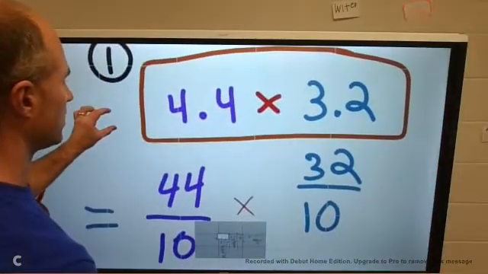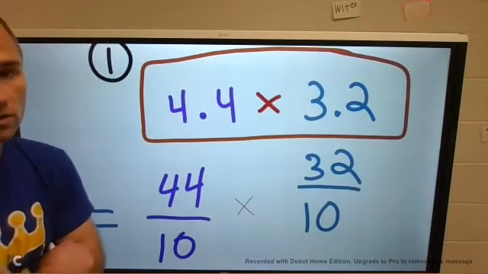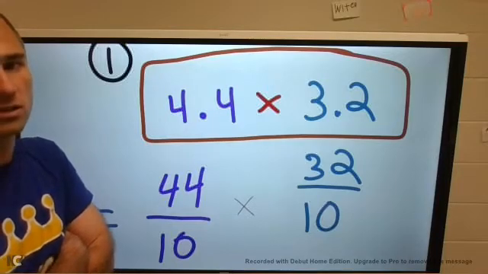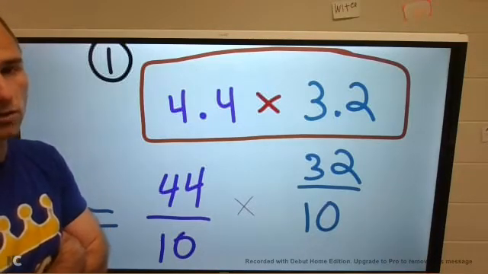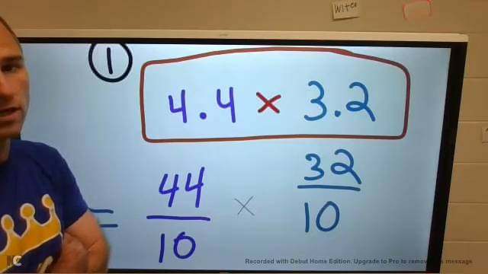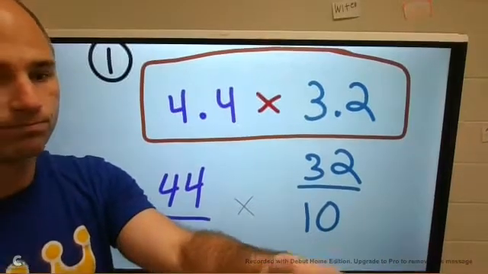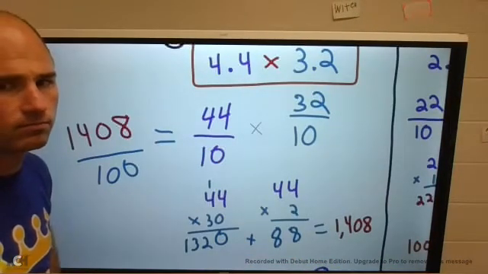All right, I'm only going to give you part of this, and I want you to finish the rest. So 4 and 4/10 times 3 and 2/10. I've already converted it for you into fractions. Now go ahead and do the rest. Hit the pause button at this time. Did you get this far and then get stuck?